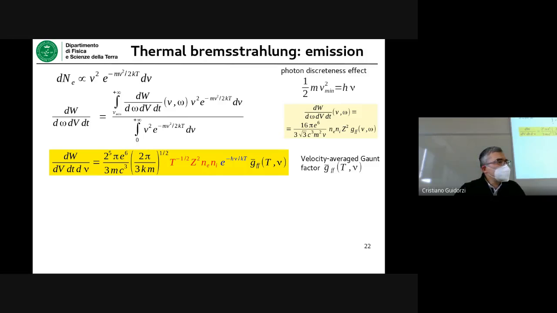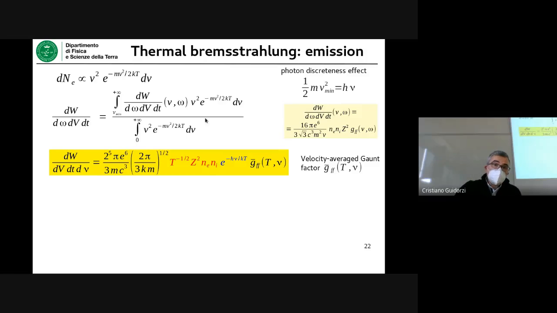How few? Well, it depends. The Maxwellian distribution tells you. When you take extreme velocities, you have a negative exponential. So this just reflects that. So you have a drop when photons have energies comparable with the typical kinetic energies of the population of electrons which generated them. And then the last factor is the so-called velocity averaged Gaunt factor.